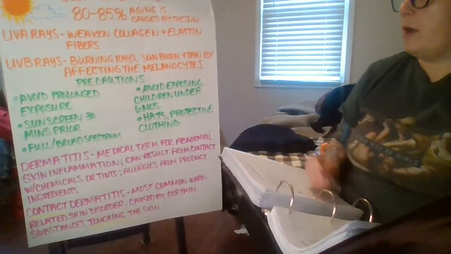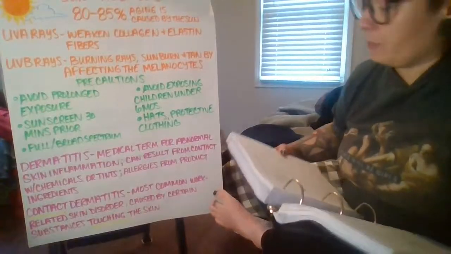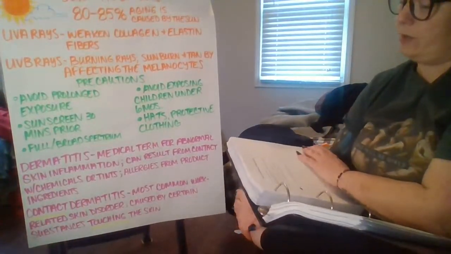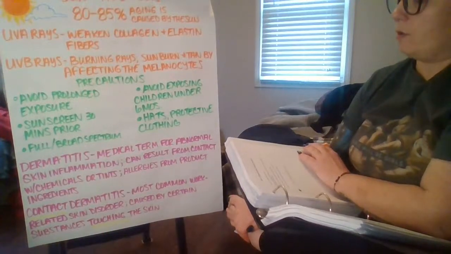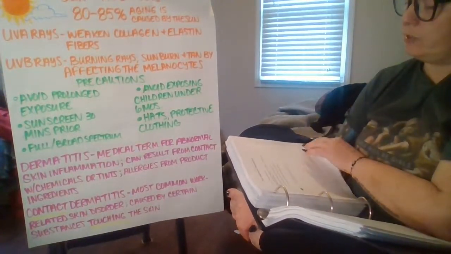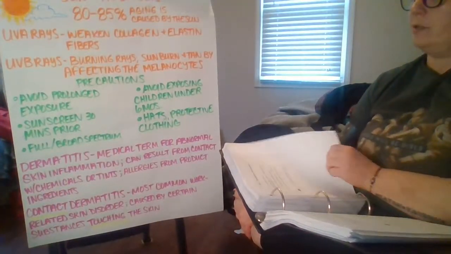Sun exposure precautions. Avoid prolonged exposure. Apply sunscreen liberally 30 minutes prior to exposure and after swimming. Use broad or full spectrum sunscreen. Avoid exposing children under 6 months old to the sun. Wear a hat and protective clothing outdoors.